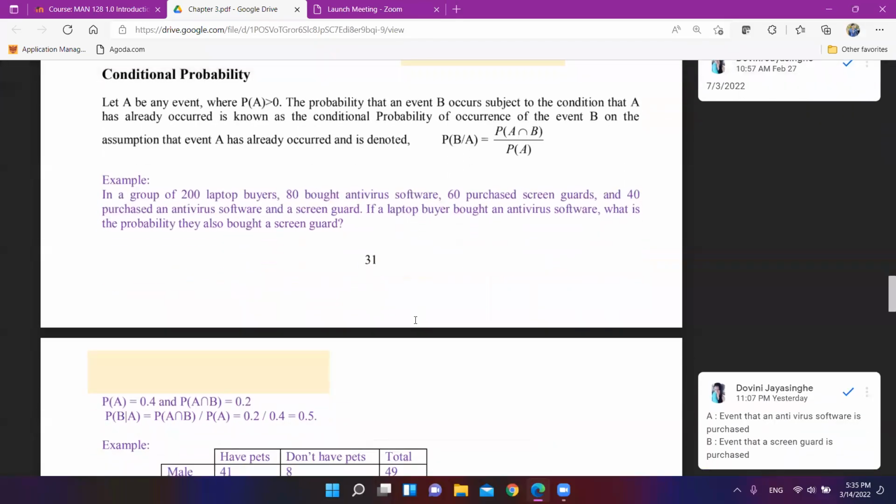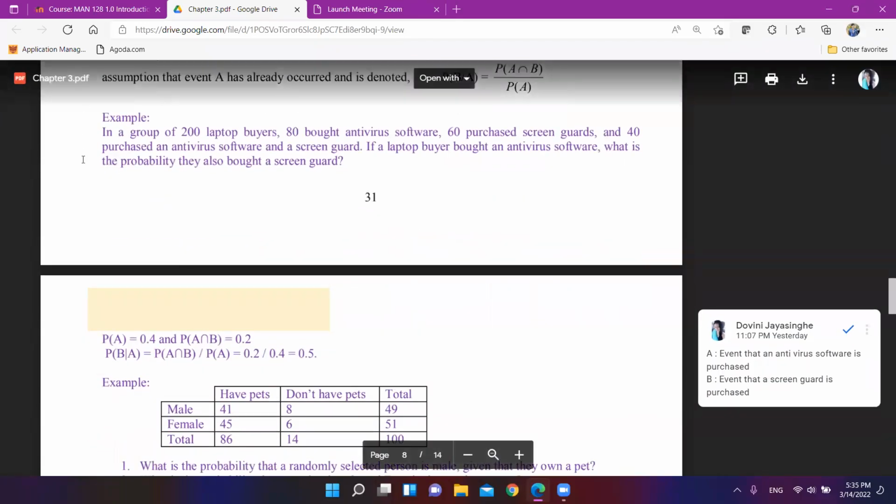An example. In a group of 200 laptop buyers, 80 bought antivirus software, that is virus guard, 60 purchased screen guards, and 40 purchased an antivirus software and a screen guard.